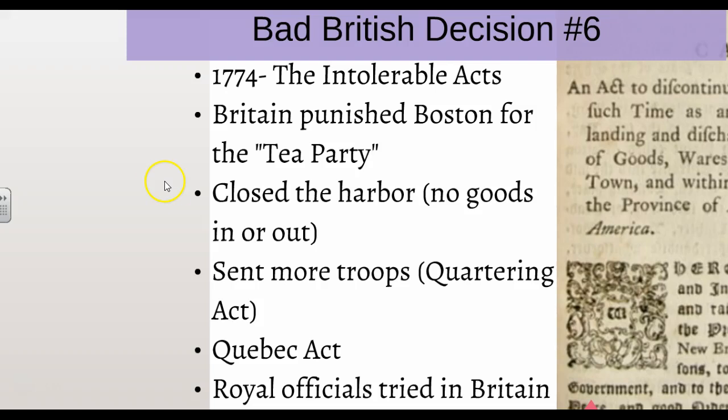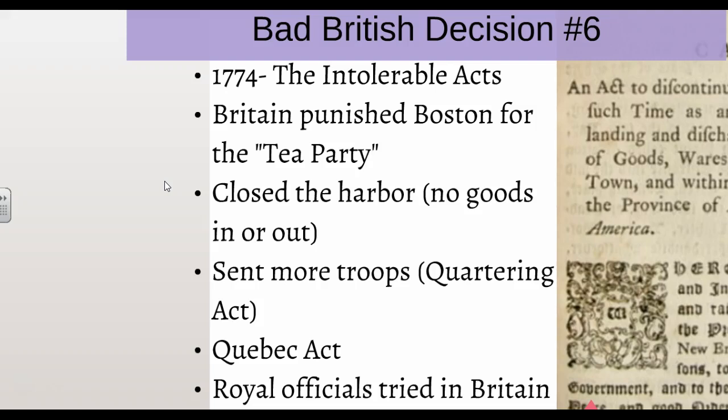And the first thing that they did, the king was so furious about the Boston Tea Party that he issued these intolerable acts. And the first thing the king said was, I'm going to punish the people of Boston for the Tea Party. So he closed Boston Harbor. He sealed it off with his Navy ships, and nobody could get into the harbor and nobody could get out of the harbor.